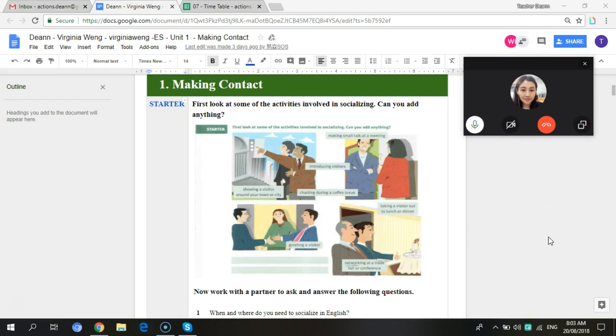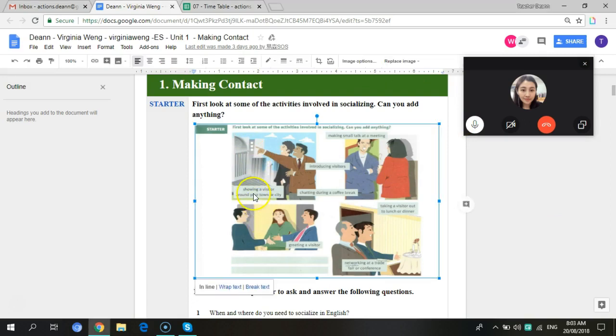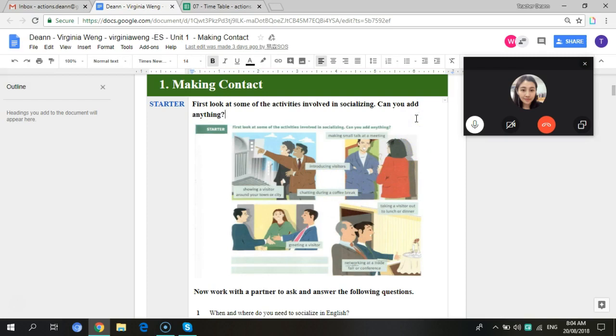Okay, so look at the pictures here. We have here showing a visitor around your town or city. That is one example of socializing. Introducing visitors, chatting during a coffee break, making small talk at a meeting, taking a visitor out to lunch or dinner, greeting a visitor, networking at a trade fair or conference. So, can you add any socializing that involves business or work?